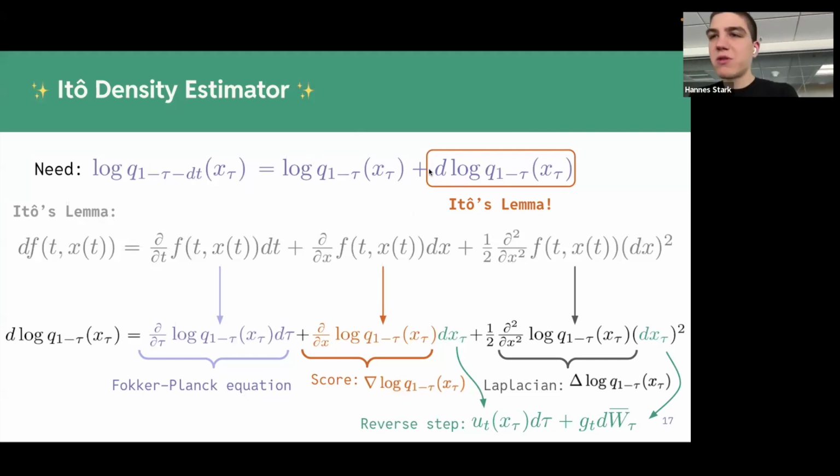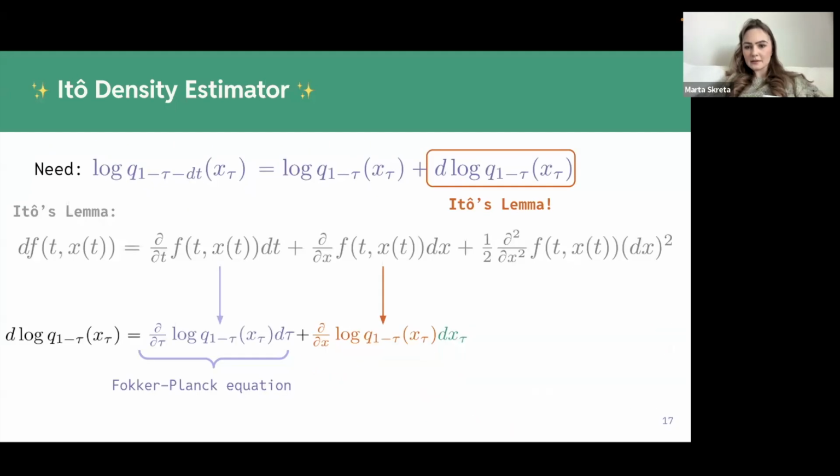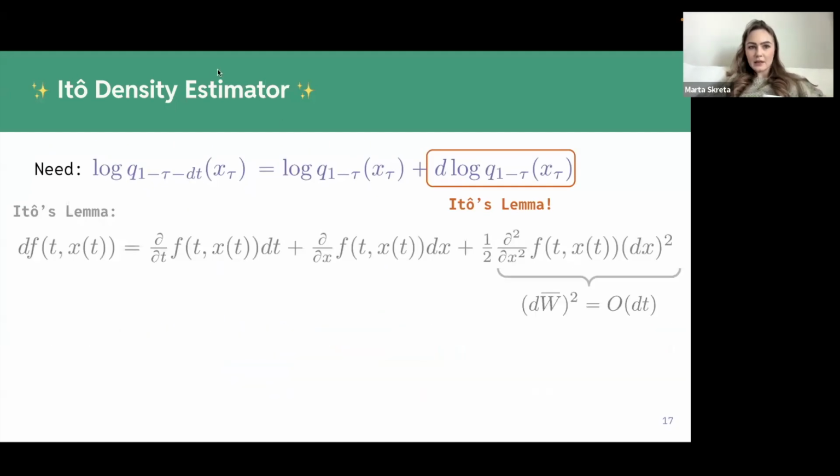Yes, okay. Right. So in order to compute this change in density, we're using Ito's lemma because the Brownian motion has quadratic variance. So we can't drop out the second order term. Going back. So our estimation of the density becomes this partial derivative with respect to time, this partial derivative with respect to x, and then this second order partial derivative with respect to x squared.